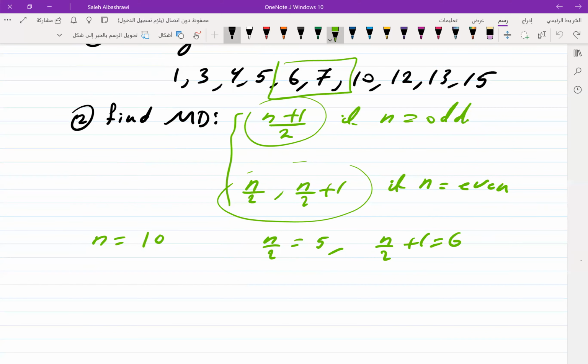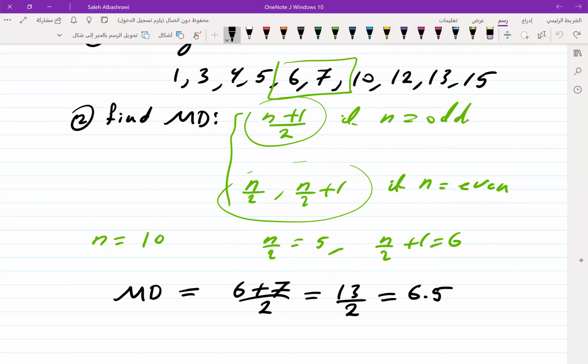So the median in this case, MD, is equal to 6 plus 7 divided by 2, which is equal to 13 divided by 2. This is 6.5. This is one way.